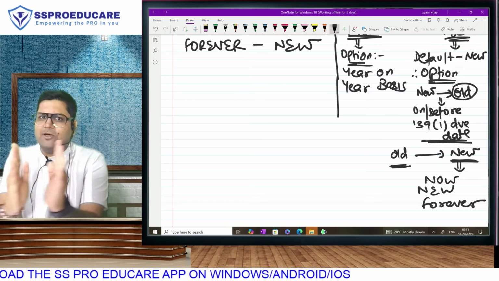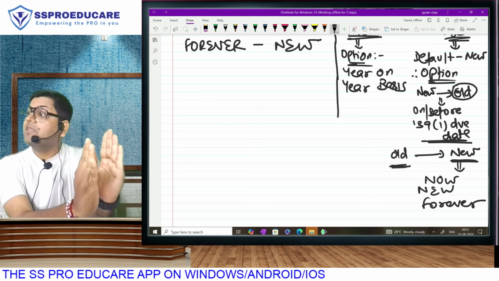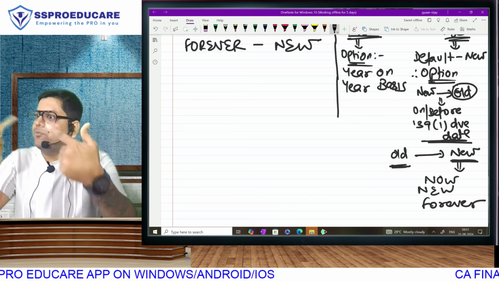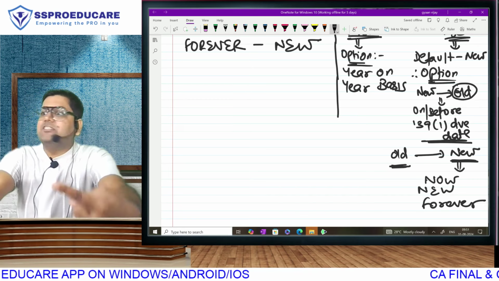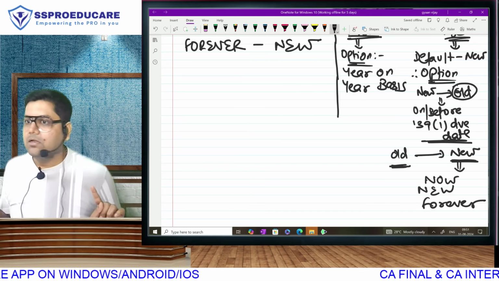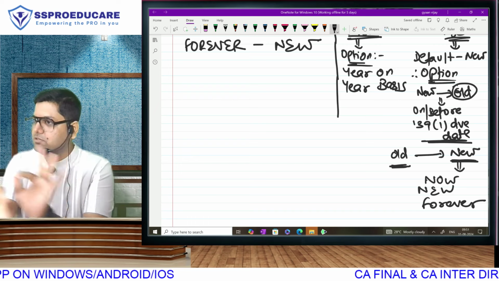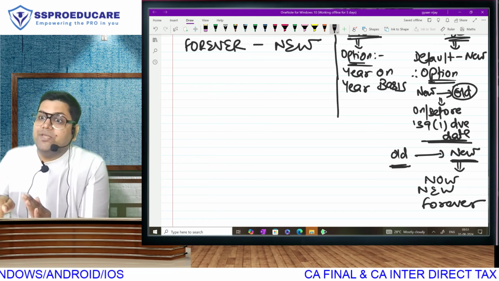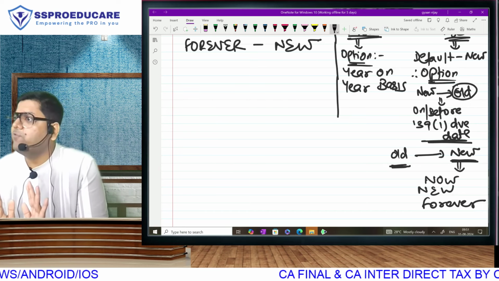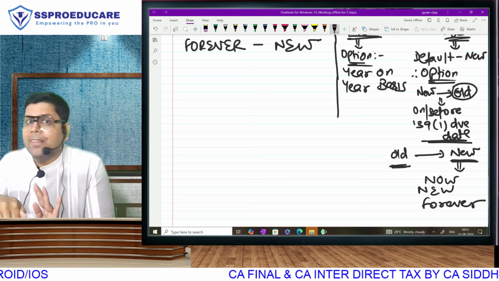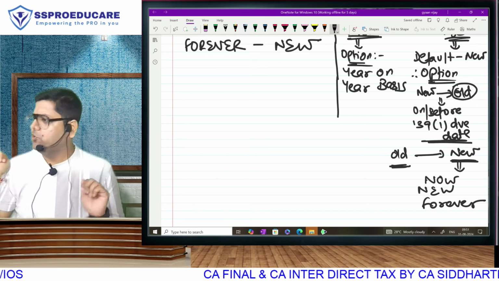Okay, let's talk about simple things. First, the other four sections. By default, old. Exercise option and go to new. That means once you exercise, there is no question of coming back. Correct hai? CA course. Simple. Individual HUF without PGBP is also simple. By default, new. Exercise option before due date and go to old. But this you can do every year. Old, new, old, new, old, new.